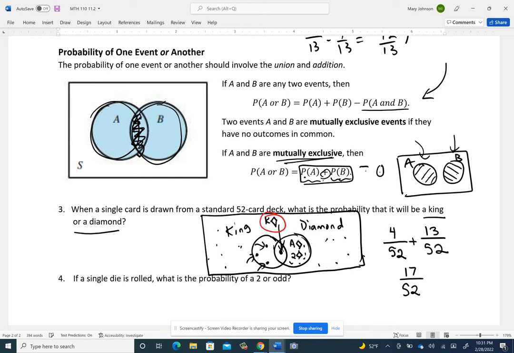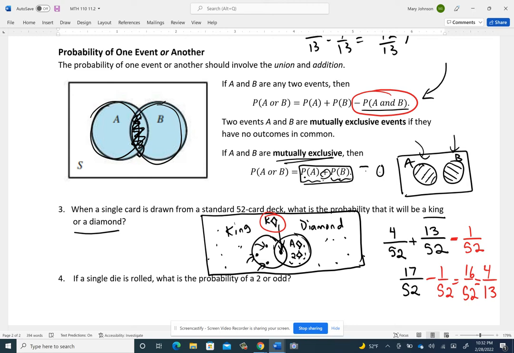This card would have been double counted. And so that's the purpose of that part right there. You'd have to subtract off the one card that is both a king and a diamond. So you'd subtract that from it. That would give you 16 out of 52. And then you would reduce that. So let's see, 4 goes into 16 4 times. 4 goes into 52 13 times.